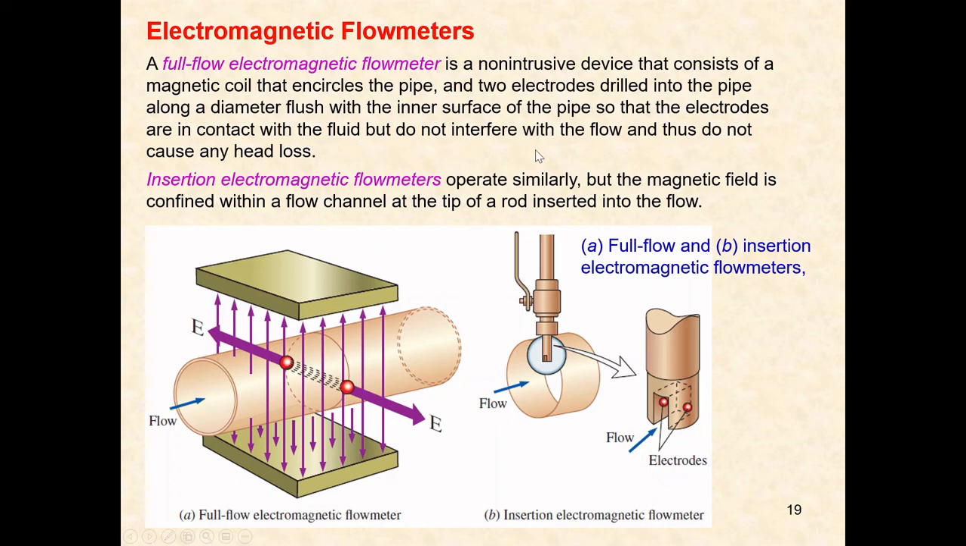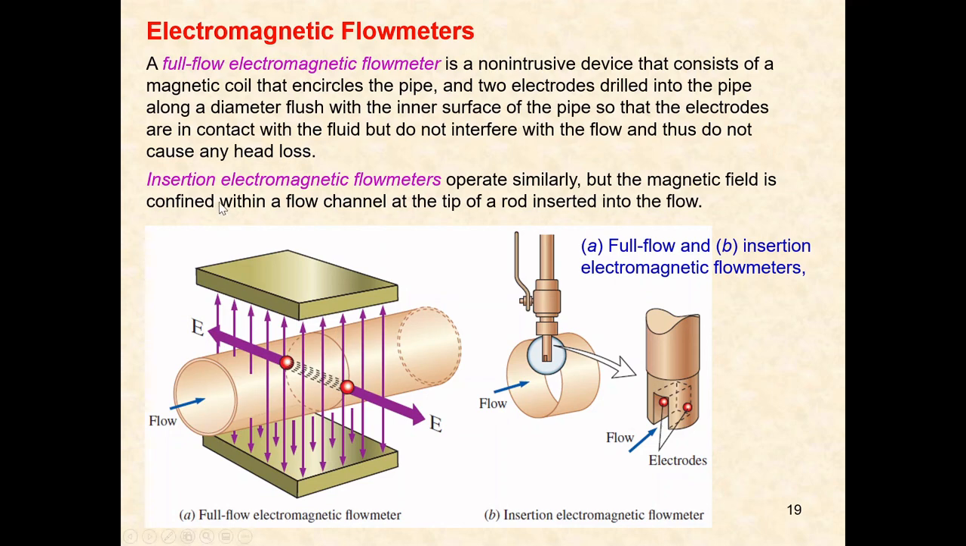but do not interfere with the flow and thus do not cause any heat loss. So the electrodes drilled into the pipe are just in contact with the fluid along the diameter, but they do not disturb the flow of the fluid. So therefore there is no friction loss.